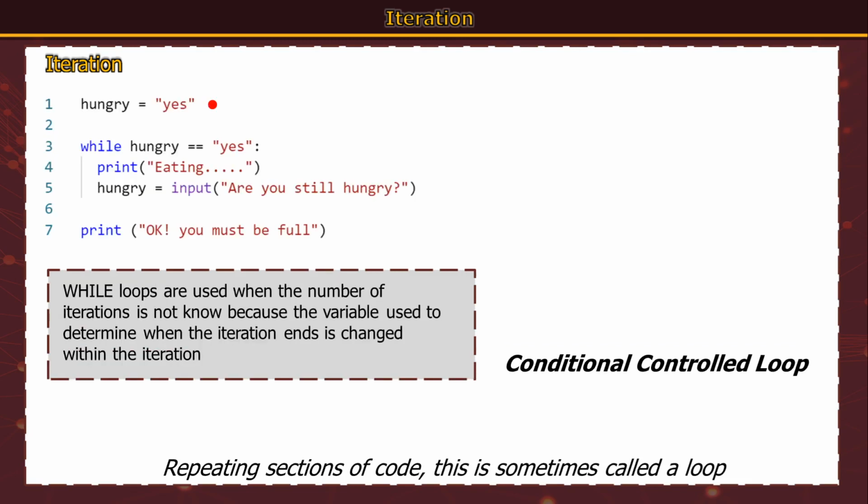There's also another type of loop that we need to learn about called the while loop. Now the while loop is used when we don't know how many times the program is going to iterate. It normally has a variable inside of it that indicates when the iteration is going to end. Let's have a look at an example of that.